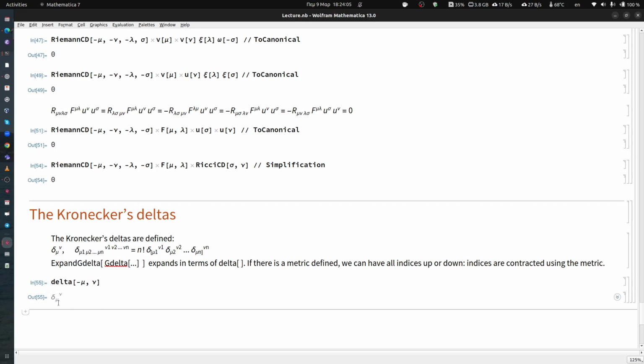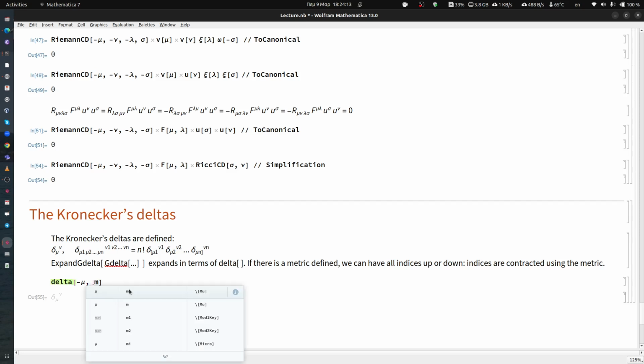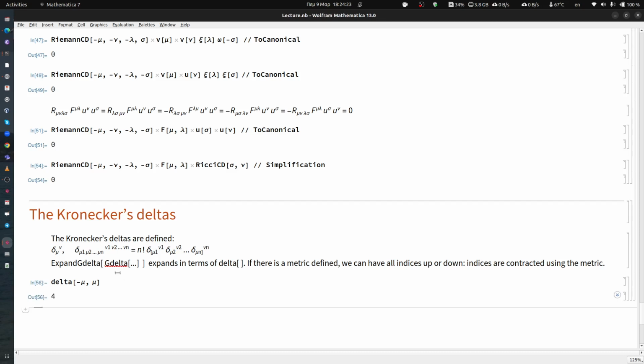This is how you can use Kronecker's delta in a tensorial expression, and xTensor knows that its trace is equal to the number of dimensions of your manifold. In our case, this is equal to 4.